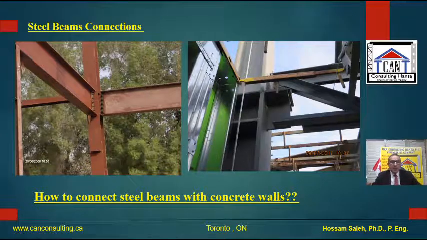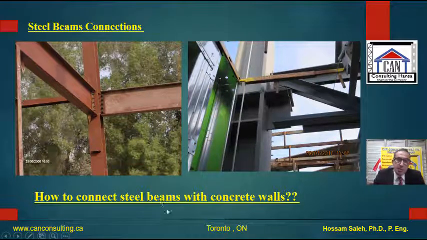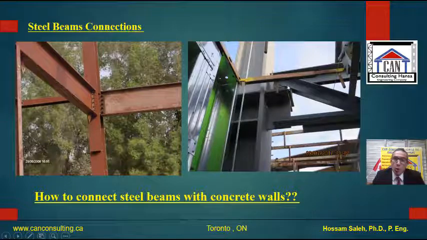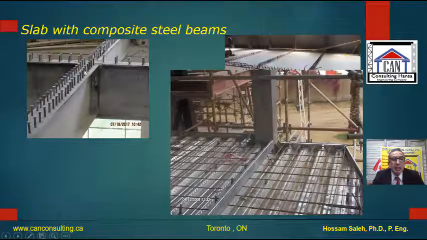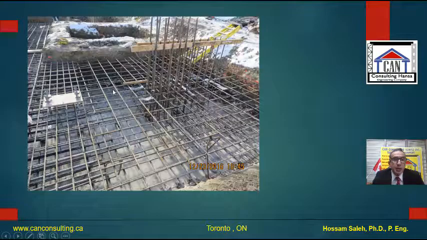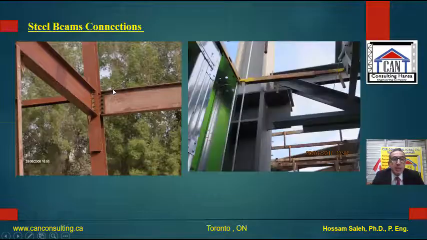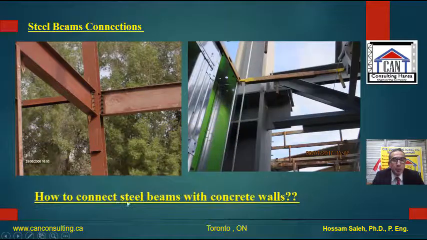The question is now how to connect a steel beam to a concrete wall. If you have a steel beam to a steel column, you have a gusset plate. If you have a steel beam to another steel beam, as you saw before from the previous pictures, you can have that steel beam to steel beam. There is nothing, that's very normal. But the point is what we can do if you have a steel beam connected to a concrete wall.